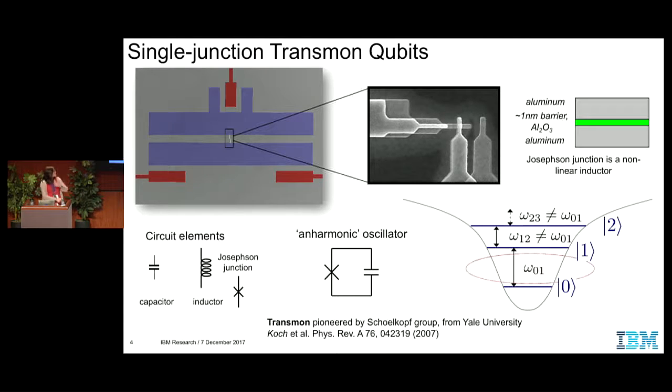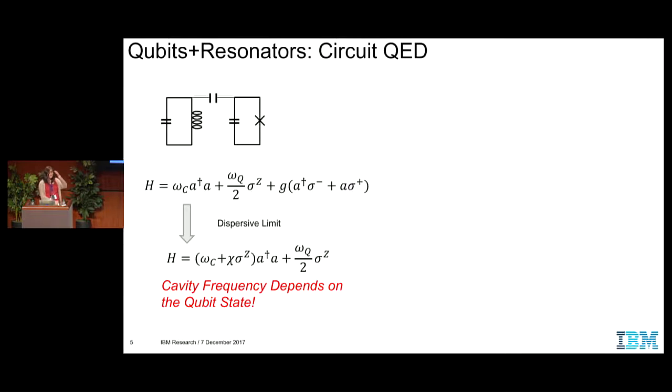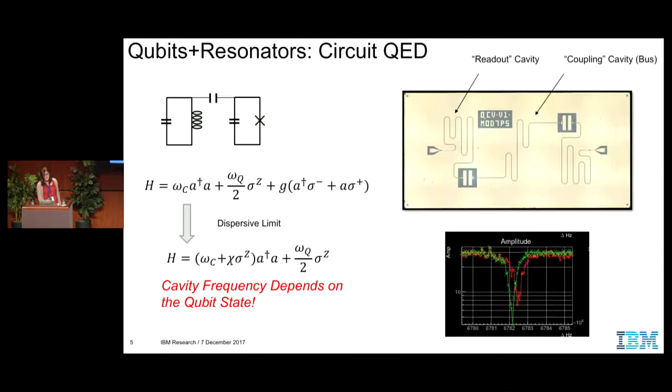So here is our qubit. What happens when you couple this to a resonator? A resonator is just a regular LC circuit. And here's the Hamiltonian of the interaction between the qubit and the resonator. In the dispersive limit, where the qubit frequency is well detuned from the cavity frequency, the cavity frequency depends on the state of the qubit. That is how we are going to read out the state of the qubit.